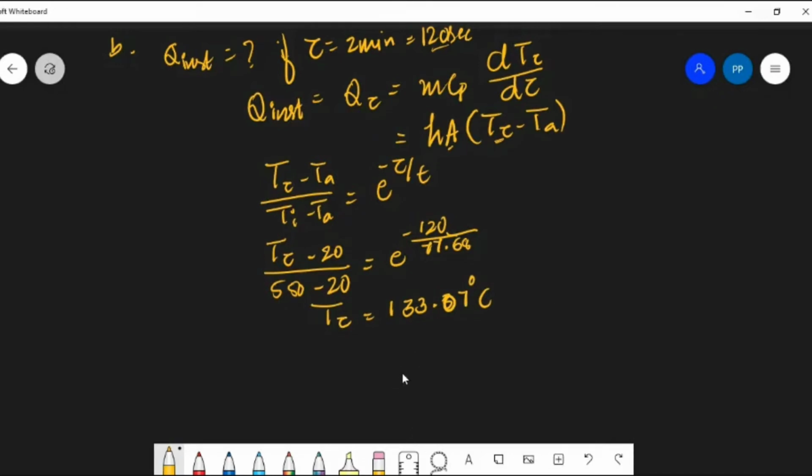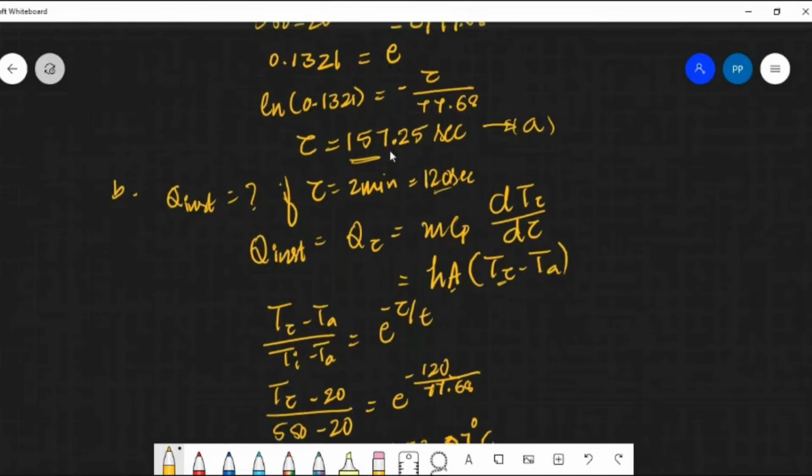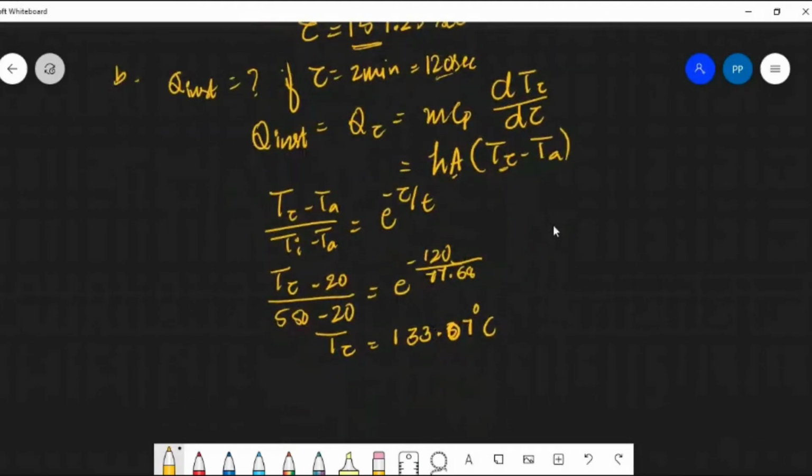Sir, why do we calculate T tau again in the middle, when we already had it in the previous step? T tau for the first case is different because the time there is 157 seconds. Now the time is 120 seconds. So the temperatures will be different at these two times. Okay, sir. In lump system, the temperature depends only on time. So as the time changes, the temperature also changes.